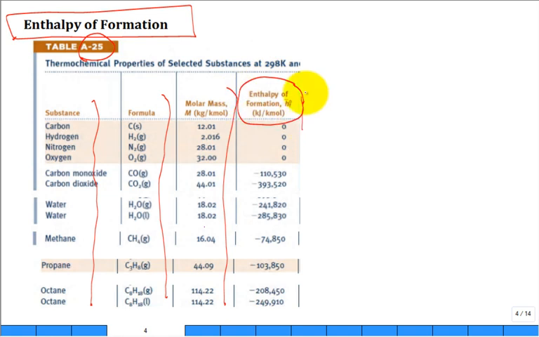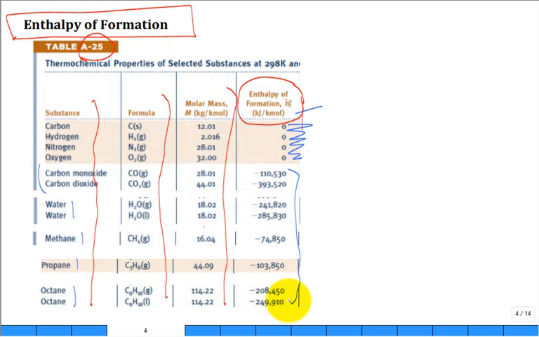Notice the units. The units are kilojoules per kilomole. And a lot of them are 0. Why are they 0? Because they're stable elements at those reference conditions, and so they're chosen to be 0. And then some others, like water and methane and propane and octane, don't have 0 values. And we need those enthalpies of formation.